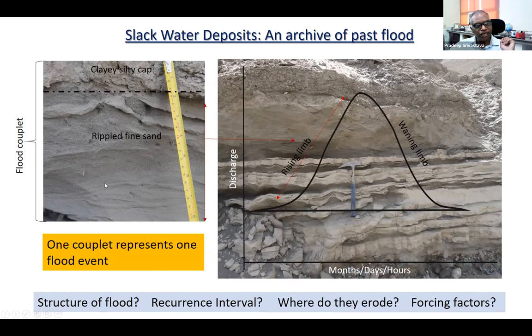flood-driven proxy deposits. Like you can see that this is one sand and silt couplet. The sandier part is rippled, often bioturbated, parallel laminated sand. It is capped by a clay silt cap. And this one couplet represents one flood. This sand part is normally deposited on the rising limb of the flood, and the clay part is deposited when you have a waning flood. So if you find certain kinds of sequences where you have a stack of these clay silt couplets lying over each other, you are actually seeing a flood history. And these are the kinds of deposits we actually targeted.